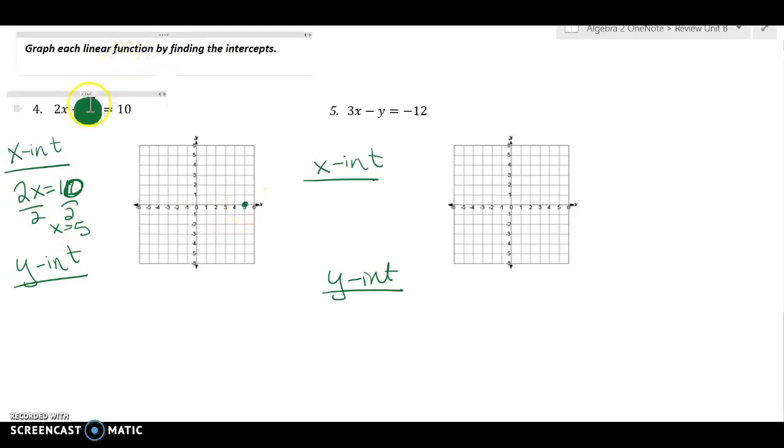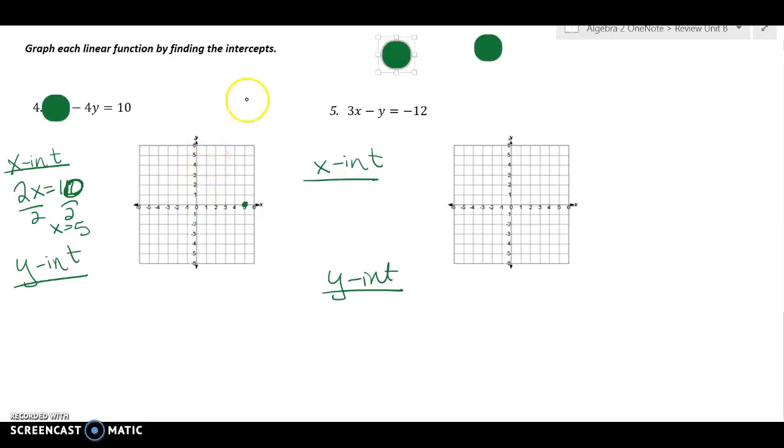And now to find my next one, I move my box. Okay, so now that I have the x covered up, remember for the y-intercept, it's going to be -4y equals 10. So when I divide by -4, I get y equals -2.5. And so -2.5 is right between the 2 and the 3. And so I connect my dots.